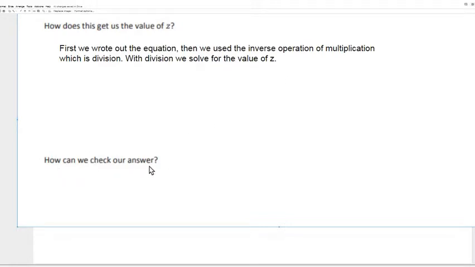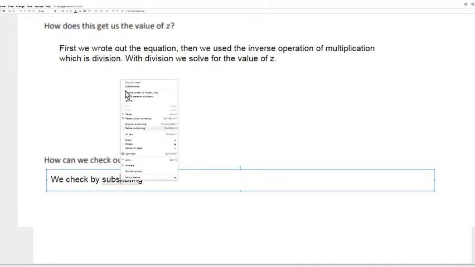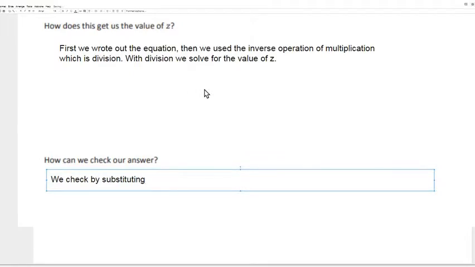Next, it says, how can we check? Well, how do we check? We check by substituting in 3 for the value of z. We check by substituting the value of z with 3. So now we're going to go through the check just like we did using addition and subtraction.